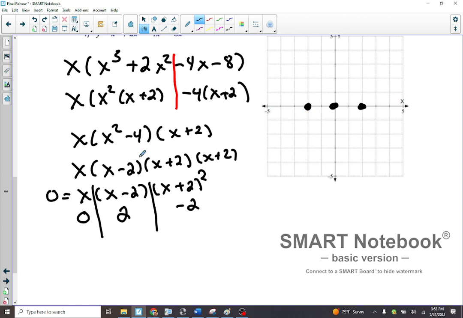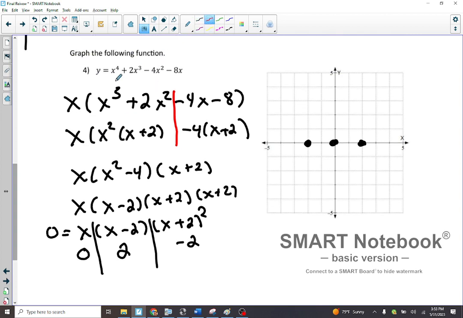Also, from the original question, I know my end behavior is even and positive, so it should kind of look like this, like an even, positive parabola. So I know my arrows should be up here and up here.